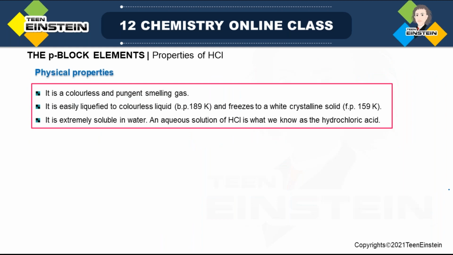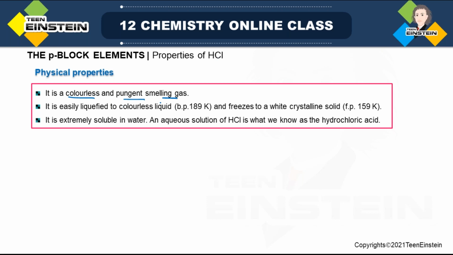Now we will see, after preparation, what are the physical properties of HCl. This is a colorless, pungent smelling gas. That means just like chlorine, this is also pungent smelling. Okay. So HCl under normal condition is a gas.